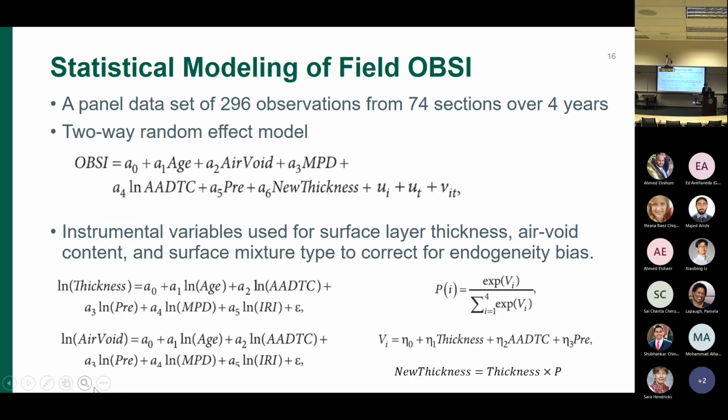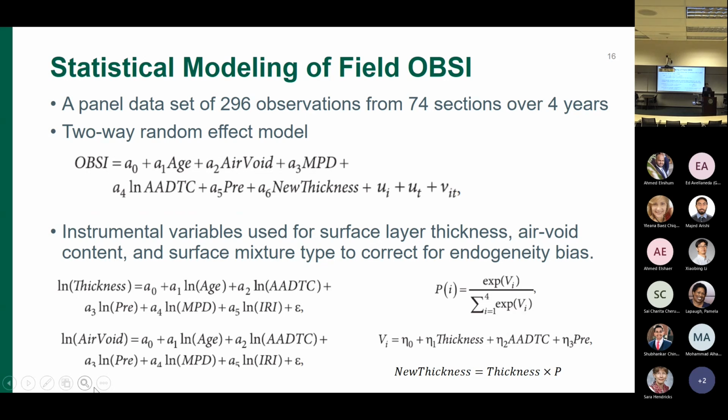So these are some exploratory analyses, and we want to next find some quantitative results. Then we want to look at the relationship between the design parameters of the materials and the noise. We use the multi-year measurements of the OBSI, the tire-pavement noise, over 70 sections, which consists of panel data.